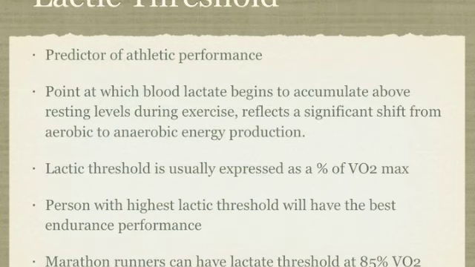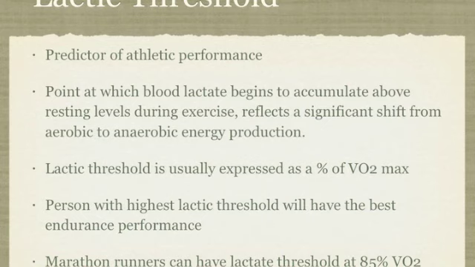And lactate threshold is very much an indicator of athletic performance, because VO2 max is the maximal amount of oxygen a person can use to produce ATP or energy. But if a person can function at a higher percentage of their max VO2, their lactate threshold is higher, and so they will be able to perform at higher intensities before they start to accumulate lactate. And so the lactate threshold is an indicator of when a person is starting to shift from aerobic to anaerobic energy production.